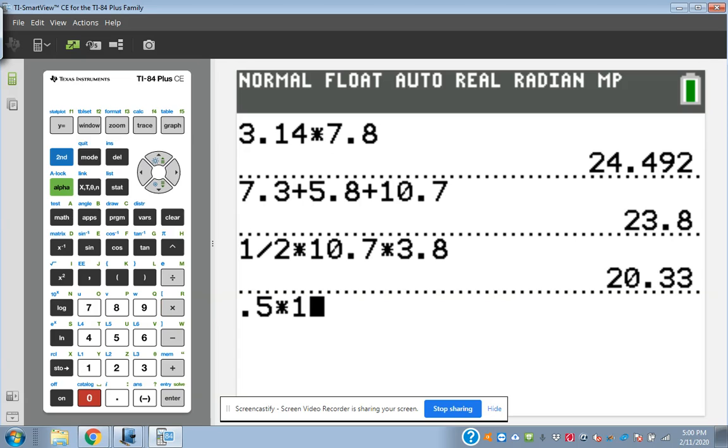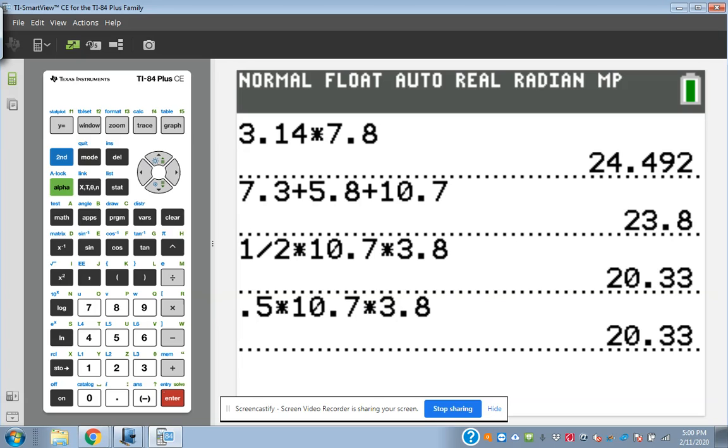0.5 times... Did you ever get 3.8 for the height? And your base is 10.7 times 3.7 times 0.5.